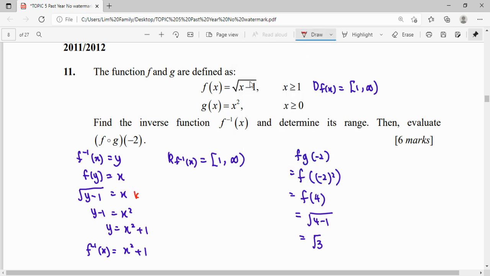So here is our inverse concept and its answer, and then the answer for the range, and then the answer for substituting into the composite g and then into the f function.